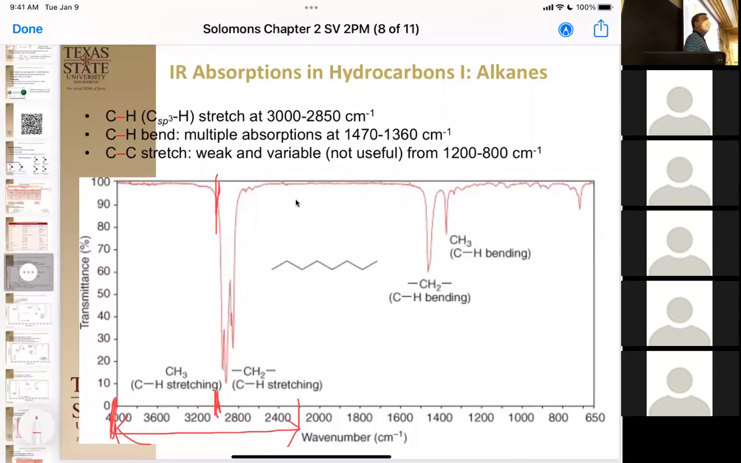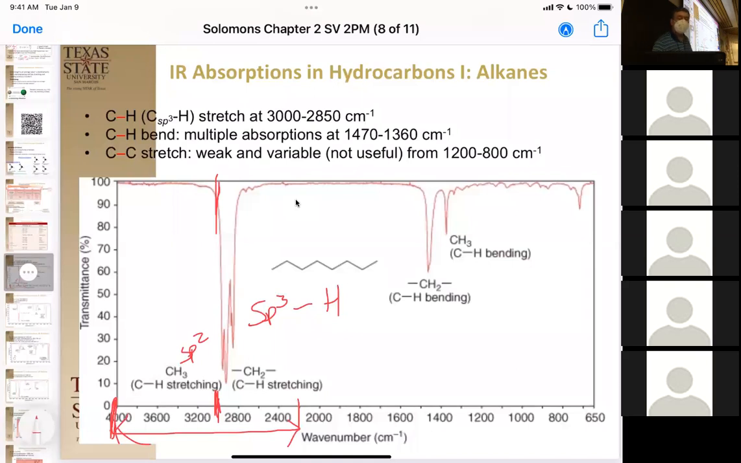But the position of the hydrogen bonded to carbon changes based on the carbon's hybridization. So if it's below 3000, we're looking at an sp3 hybridized carbon with a hydrogen on it. And if it's above 3000, it's going to be an sp2. Just take that right now. I'm going to show you another spectrum.